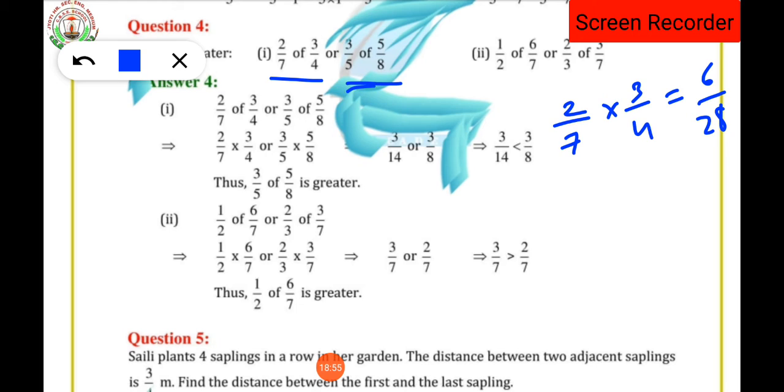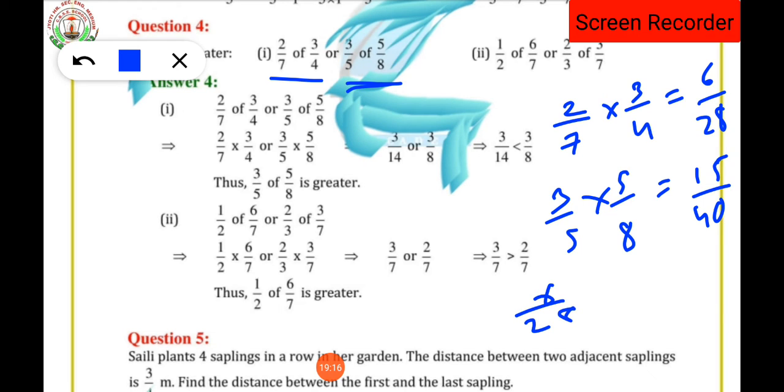Okay. Then in this part, that is 3/5 into 5/8. So 3 5s are 15 and 5 8s is 40. Can you see? Now also we can say that 6 upon 28 will get cancelled by the table of 2. It will become 3 and here it will become 14. Okay. 15 upon 40 will get cancelled by the table of 5, 3 and here 40, that means 8.